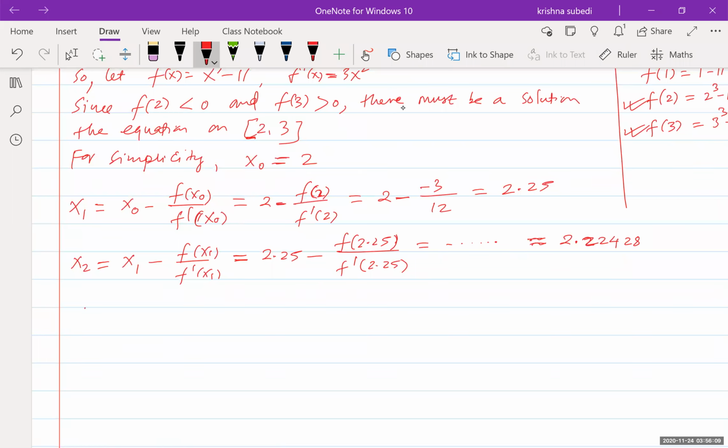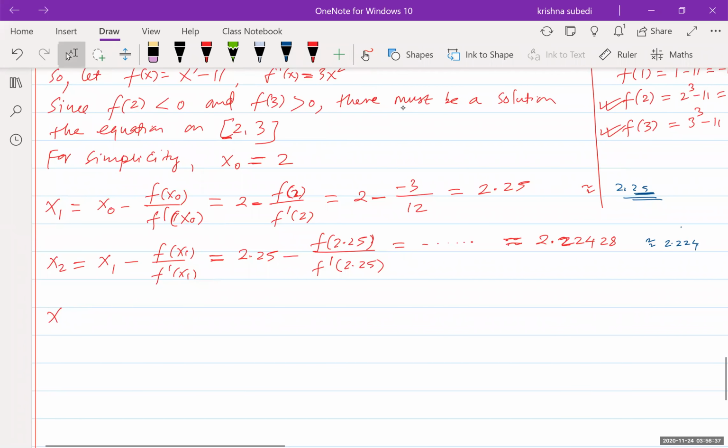And now let us compare. When I round it to the nearest hundredth, this guy is actually 2.25, and the other rounded is 2.224. So they are not equal. Nearest to thousandth means 3 digits after the decimal must be exactly the same. Until we get the exact same number after 3 digits after the decimal, we'll keep on using the formula.